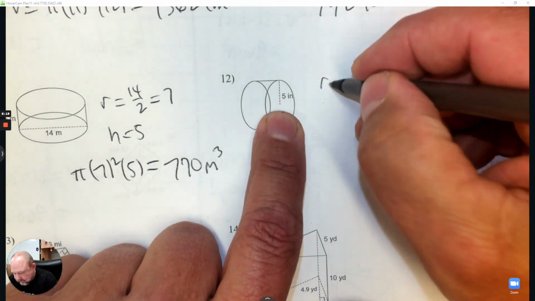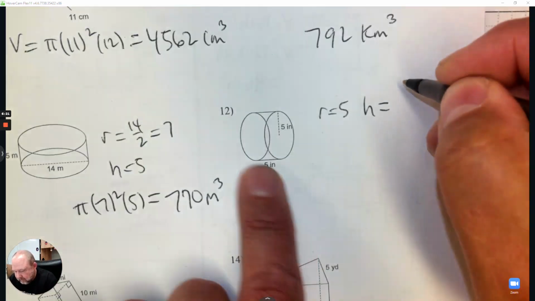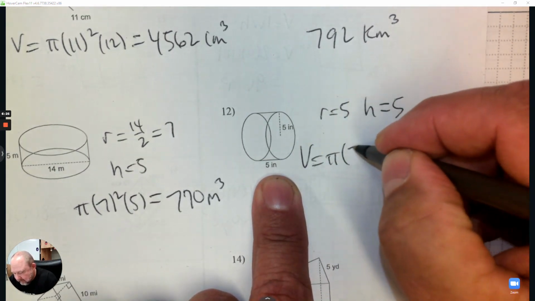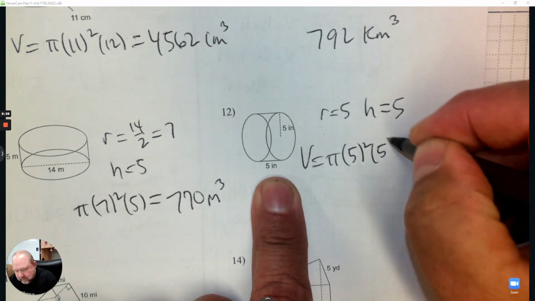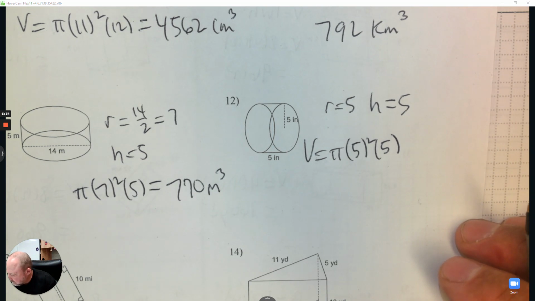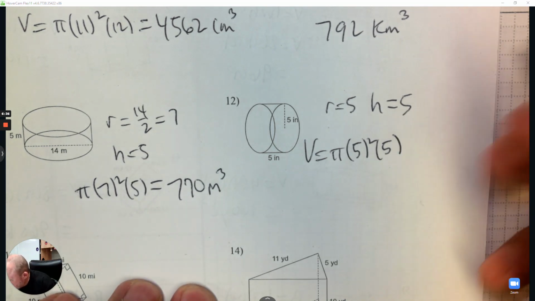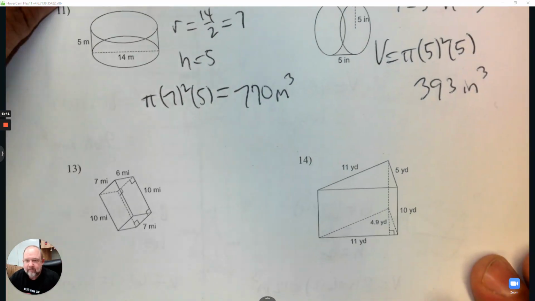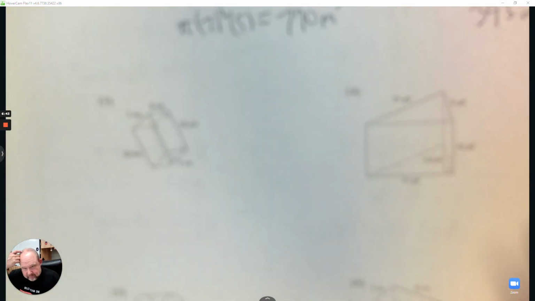The radius here is 5. The distance between the circles is 5. So the formula is pi r squared times the height. And it rounds to 393. That's inches cubed. Number 13.